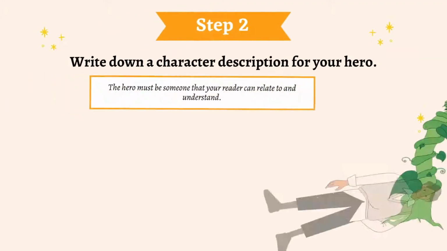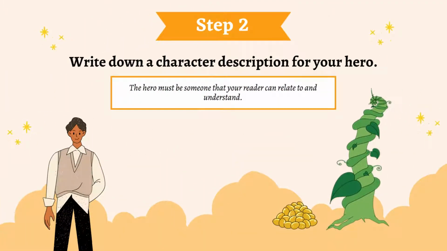Step 2. Write down a character description for your hero. The hero must be someone that your reader can relate to and understand. For this reason, it's a good idea to make the hero a normal, everyday person who can grow and develop throughout your story. One of the best examples of a hero is Jack from Jack and the Beanstalk.